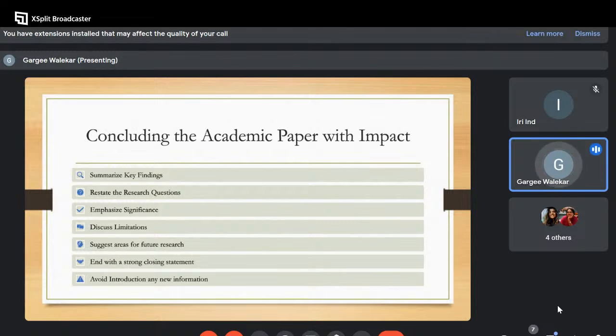That there could have been limitations in collecting the data. There could have been limitations to interpreting them. There could have been limitations to a lot of aspects of the paper. So it's very important to discuss the limitations at the end.